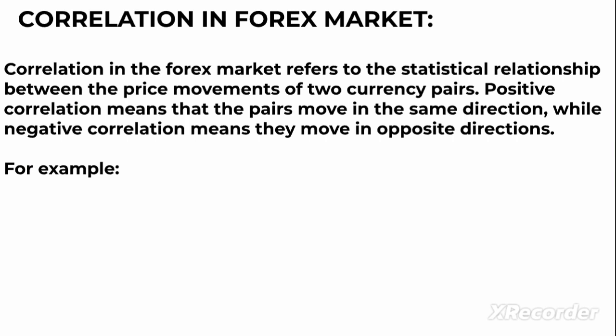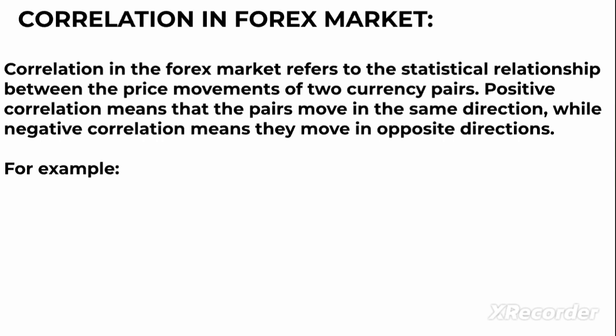Correlation in the forex market refers to the statistical relationship between the price movement of two currency pairs. Positive correlation means that the pairs move in the same direction. So we have positive and we have negative correlation, while negative correlation means they move in opposite directions.